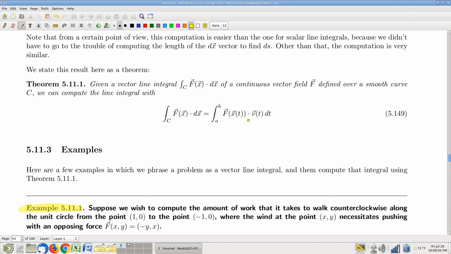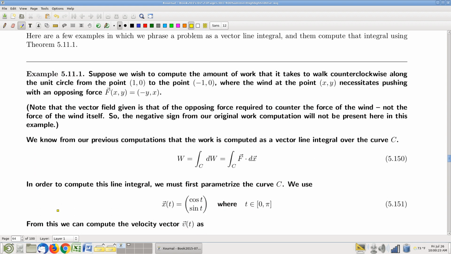Just a dot product. Dot products are four-function arithmetic. Right? Four-function algebra. There's no divisions, there's no square roots. And so you tend to get relatively easy expressions in the resulting integral here. So let's see an example of this working out.